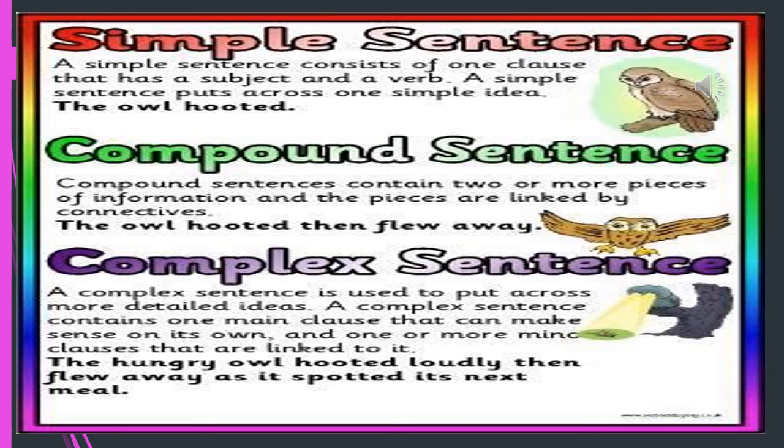And third one, complex sentence. A complex sentence is used to put across more detailed ideas. A complex sentence contains one main clause that can make sense on its own and one or more minor clauses that are linked to it. For example, the hungry owl hooted loudly, then flew away as it spotted its next meal. I hope the three types of sentences based on the structure is very clear to you all.